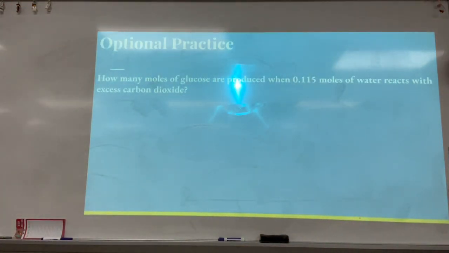How many moles of glucose are produced when 0.115 moles of water reacts with excess carbon dioxide? This is one of those one-step problems. Is this combustion? Not combustion, right?